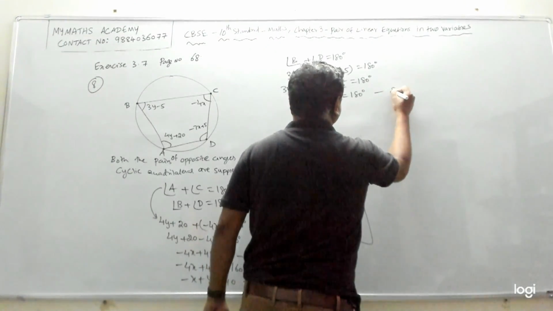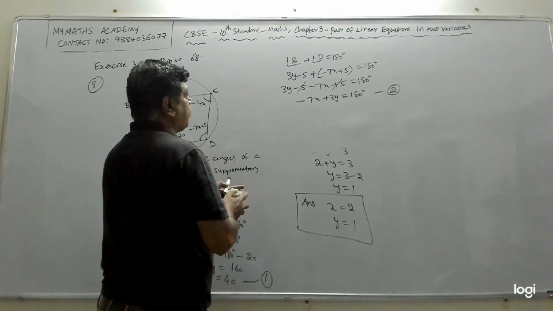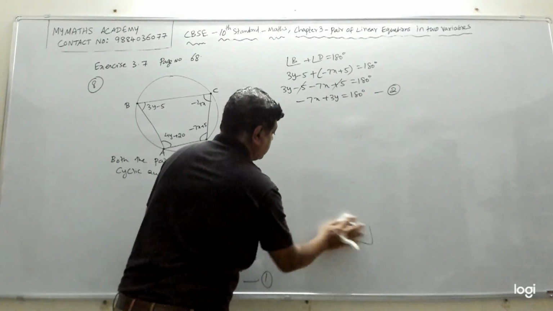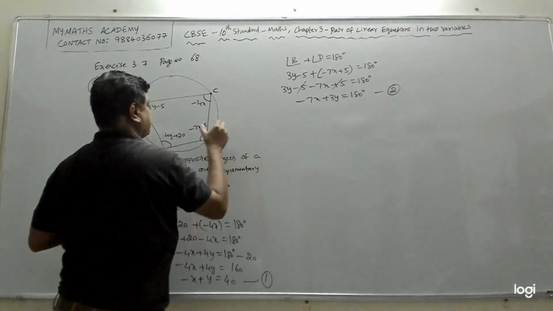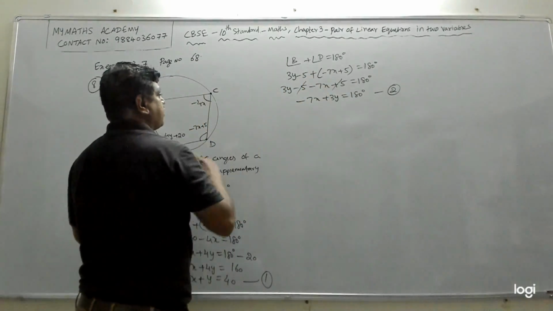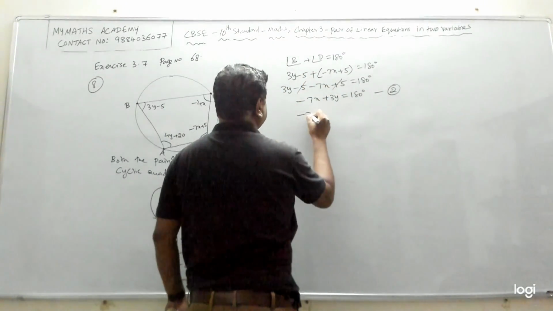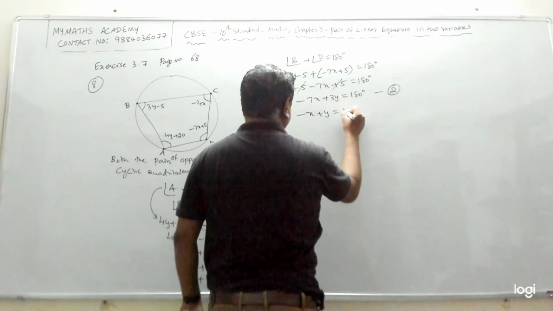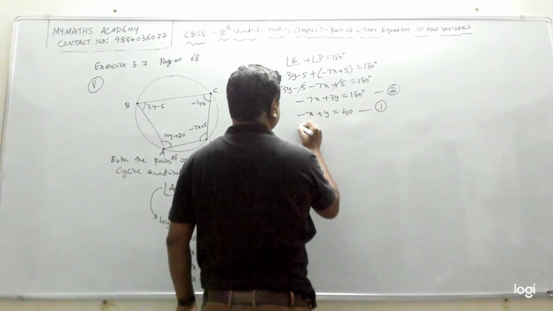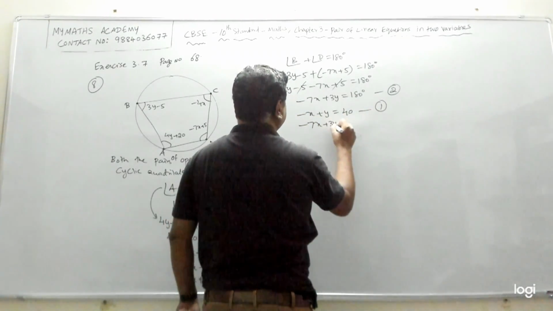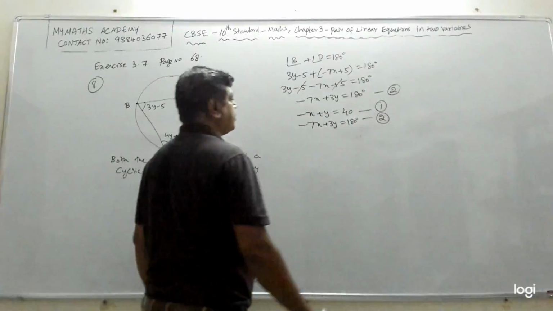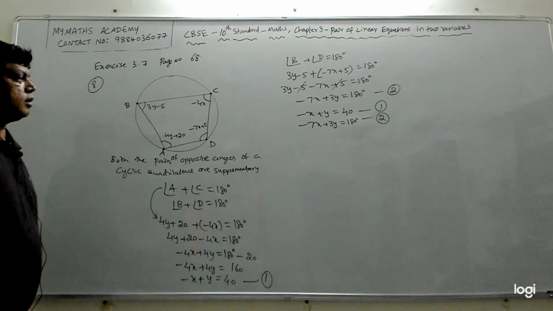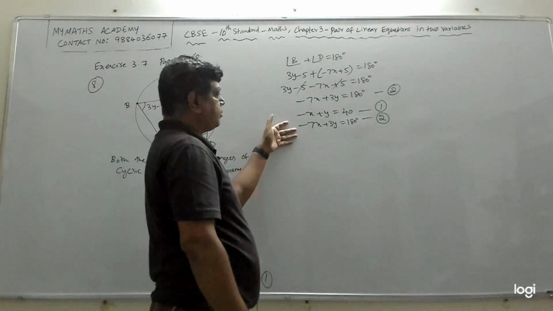Now we should solve these two equations and find the value of x and y. Right? So for B I substitute this value, and for D I substitute this value, then simplify, you get this. Now what is the first equation? Minus x plus y equal to 40, that is equation number 1. Minus 7x plus 3y equal to 180 degree, which is the second equation. Fine. Now we should solve this and find the value of x and y.